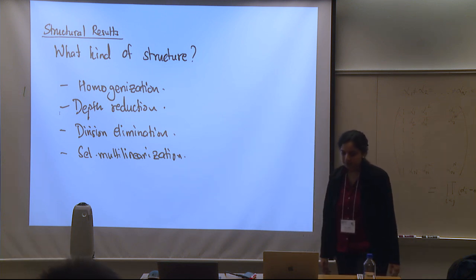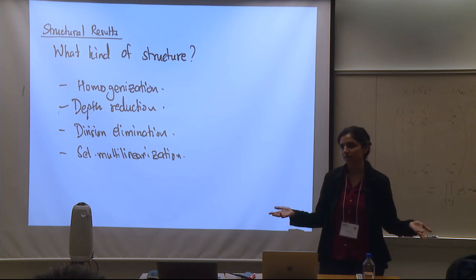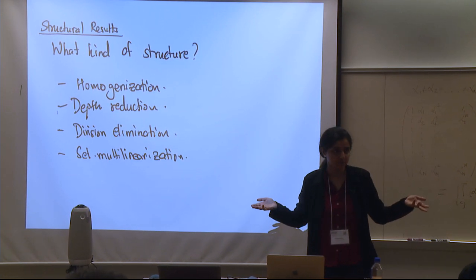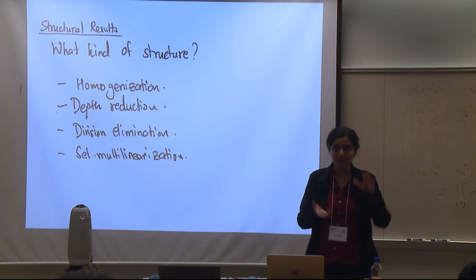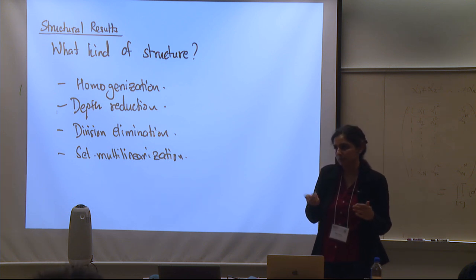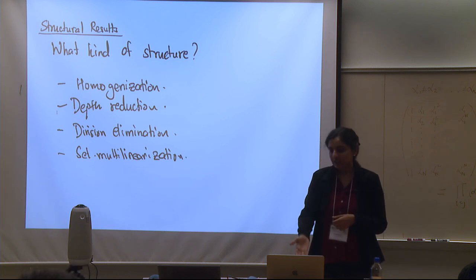What kind of structure? For example, homogenization. If the final polynomial I'm trying to compute is homogeneous, can I make my circuit homogeneous? If the final polynomial I'm trying to compute has some structure, can I squish it down and make it a depth reduced circuit? I wrote a few more down, but we'll come to them as we go.